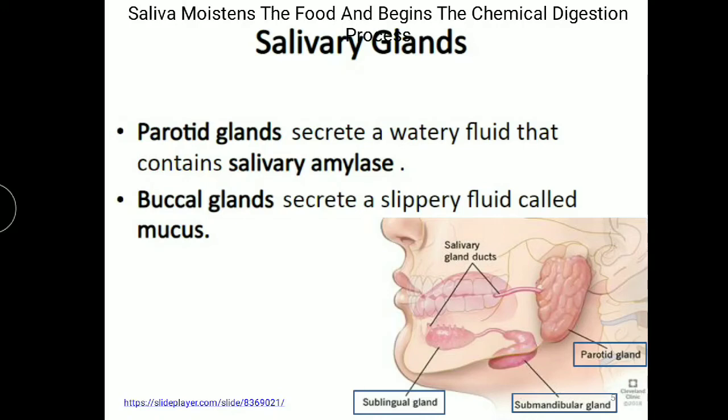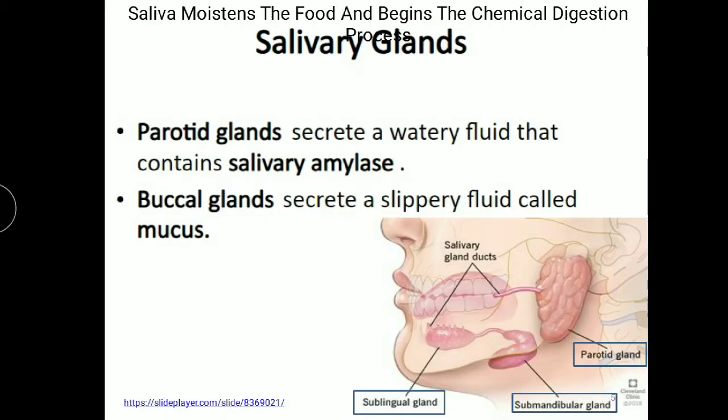There are three pairs of the salivary glands. These are parotid, submandibular, sublingual glands, and there are two ducts which are present on either side of the oral cavity. So, what are the functions of saliva?